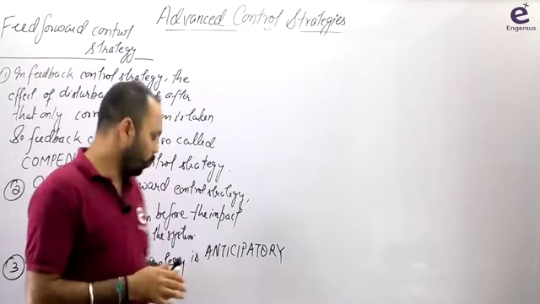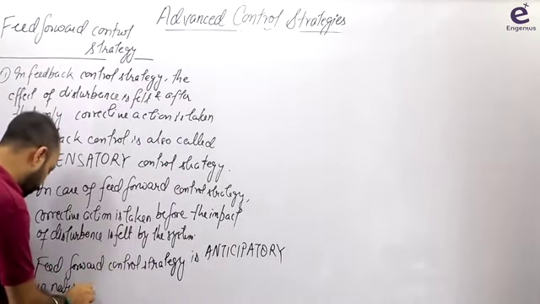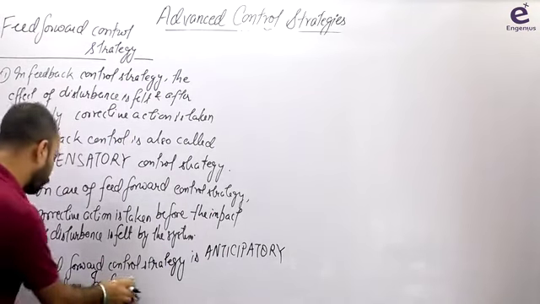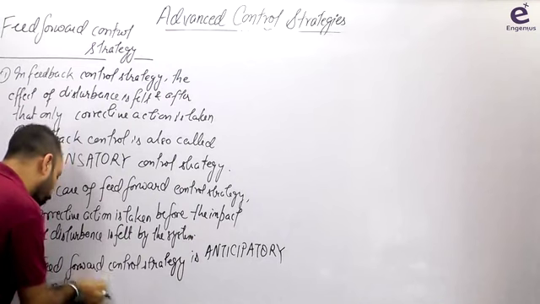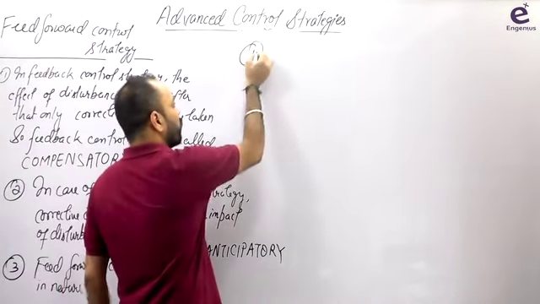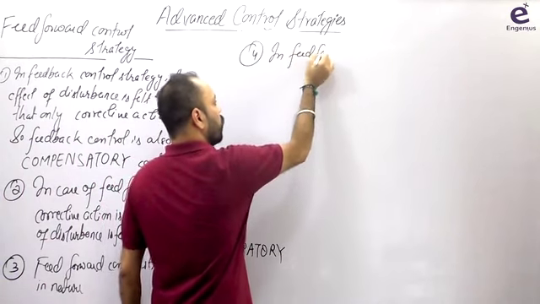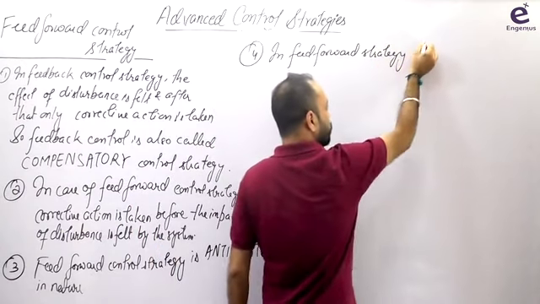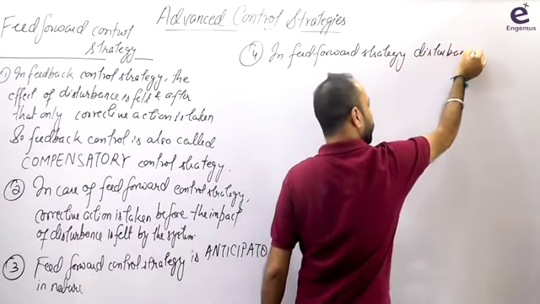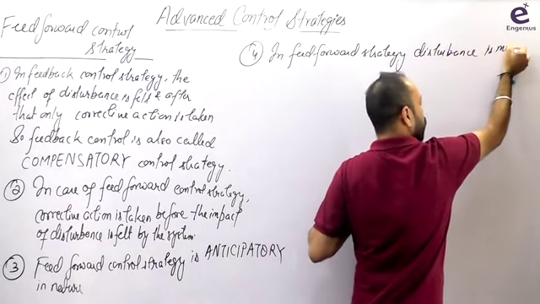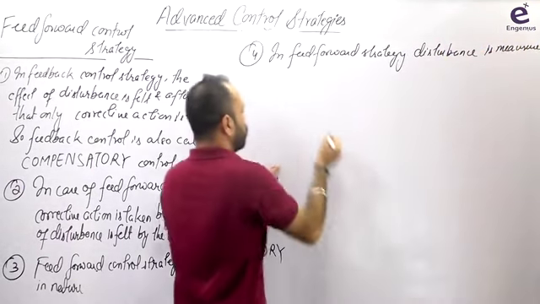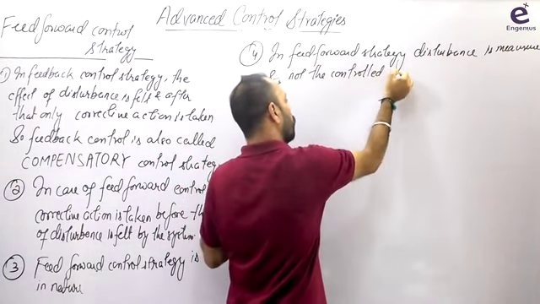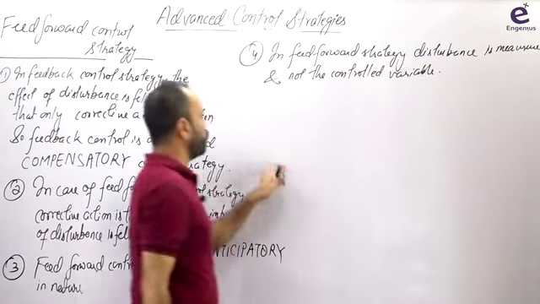You can't do that. But what we can do here, in feed forward strategy, let's write this as a separate point, in the fourth point. What we do here basically, that is one more major difference between feed forward and feedback. In feed forward strategy, disturbance is measured. That is very, very important. Write down. Disturbance is measured and not the controlled variable. Disturbance is measured and not the controlled variable. Okay, controlled variable. That is one major difference between feed forward and feedback.